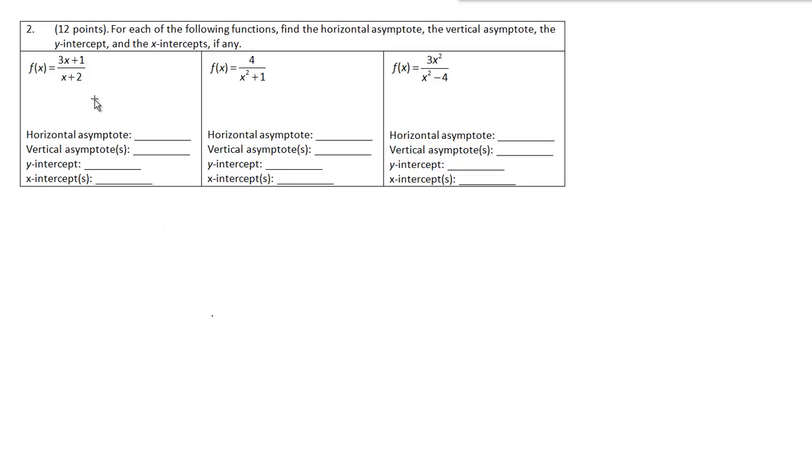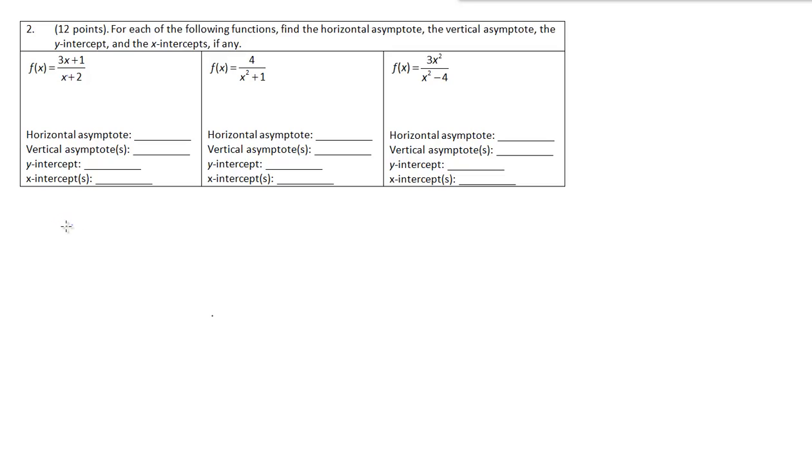This is question 2, where we're analyzing rational functions, trying to find the horizontal asymptote, the vertical asymptote, the y-intercept, and the x-intercept. And it's helpful to just do a little bit of pre-thinking about this. The horizontal asymptote, you have two possibilities. One is, at least for the purposes of this test, where the degree of the numerator up here and the degree of the denominator are the same.